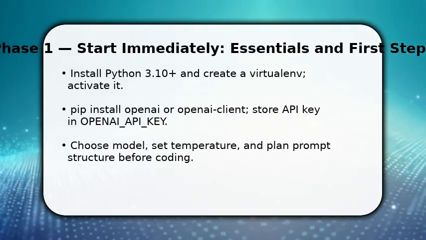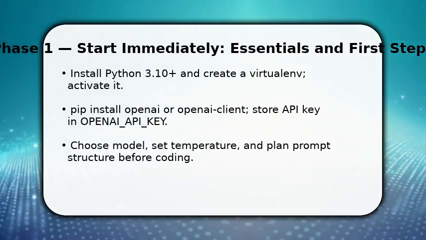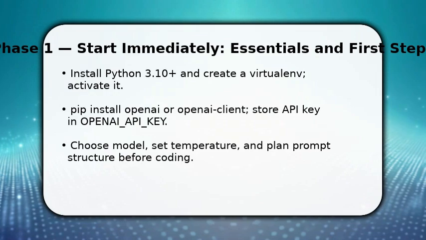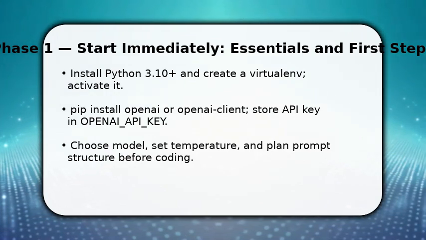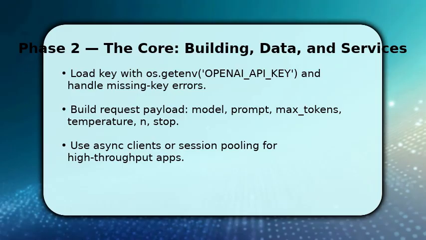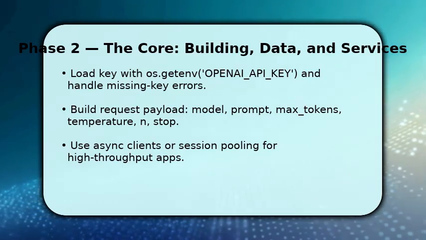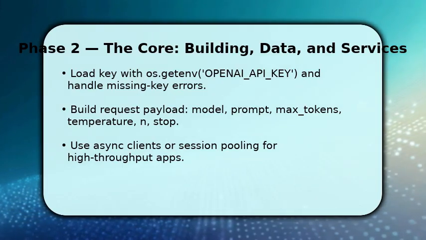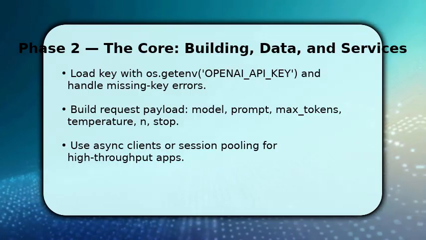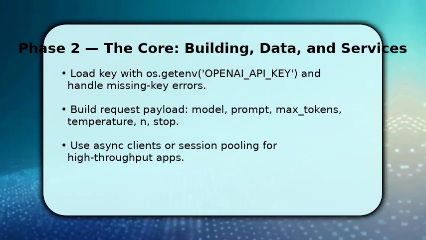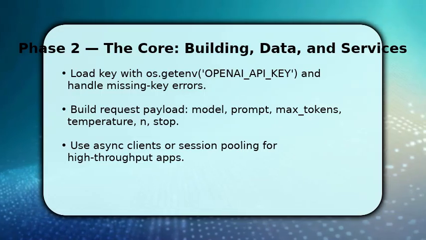Make sure to test interactively in a REPL so you have immediate feedback before writing longer scripts. You import os and the OpenAI client, then call os.getenv to fetch OPENAI_API_KEY and raise a clear error if absent. This prevents silent failures. Then construct the request payload.